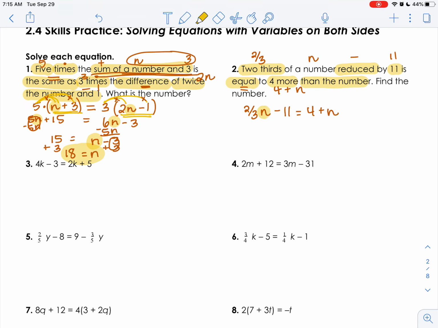There's nothing to distribute here, but I do need to get my n's on the same side. Remember, this is like a 1n. So we're dealing a little bit with subtraction here. 2/3 is less than 1, so I'm going to go ahead and move the 2/3.